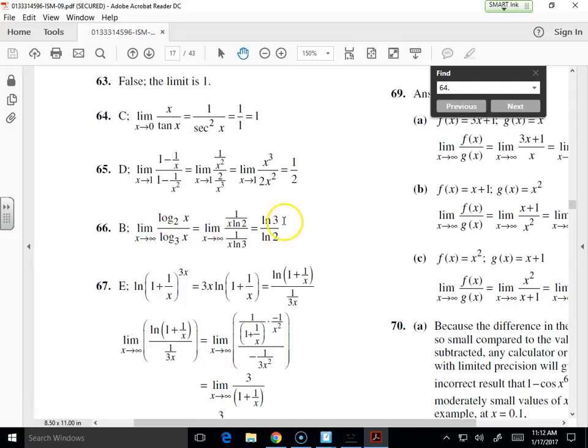66. 66 was ln of 3 over ln of 2. Any more? Would that be ln of 3 halves, actually? No. There is no quotient property. There is no separate log quotient or product property. I was thinking of ln of 3 minus ln of 2. Right, and that'd be a single ln of 3 over 2.